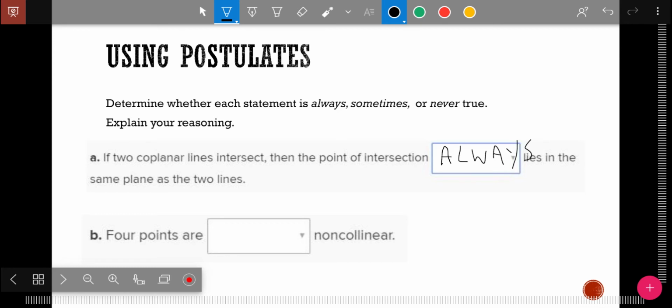Right? 4 points are non-collinear. Can you think of an example where 4 points are not all in the same line? 1, 2, 3, and then 4. Yeah. Can you also think of an example where 4 points are collinear? 1, 2, 3, 4. They're all in the same line. And so this one is only sometimes. You can think of an example when they are not collinear, but you can also think of an example when they are collinear.